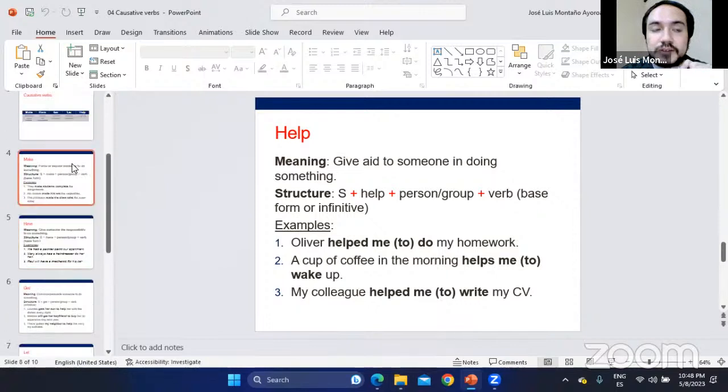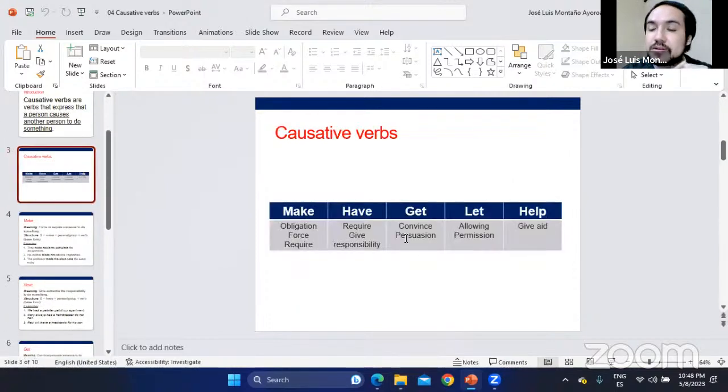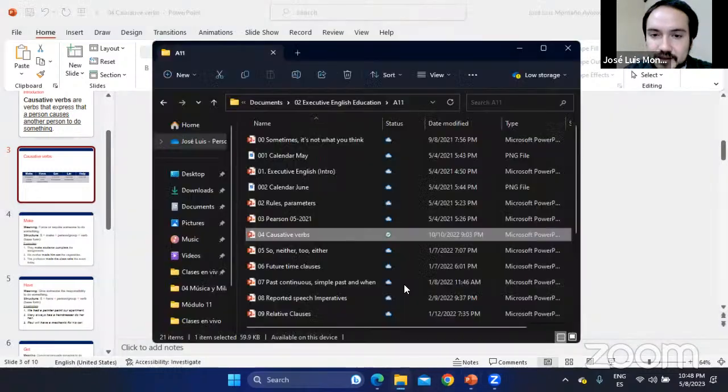Remember that your decision has to be on the basis of this chart, Gladys. Make for obligation, have for responsibility, get for persuasion, let for permission, and help for aid, right? Help for help. That's the meaning that it has. So according to that meaning, you choose what verb you use to say someone does something for you. If this chart is clear, the lesson is also clear. So be thinking, please, of impossible questions. Gladys, I'm going to open the next one.